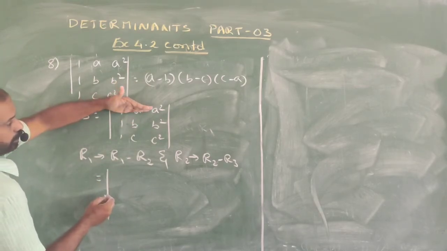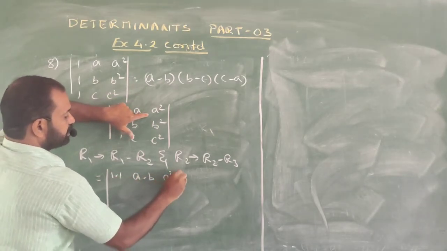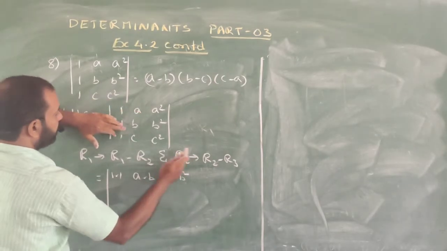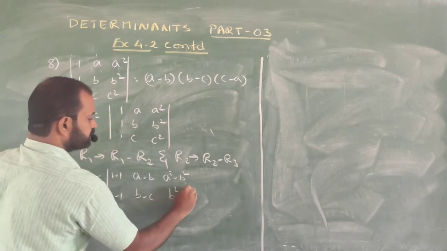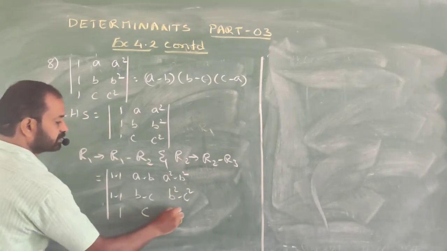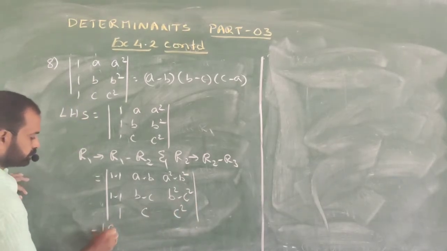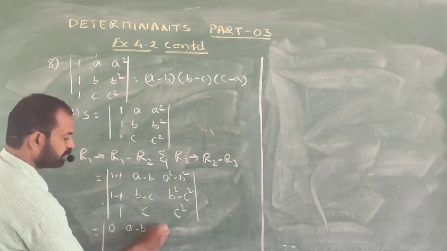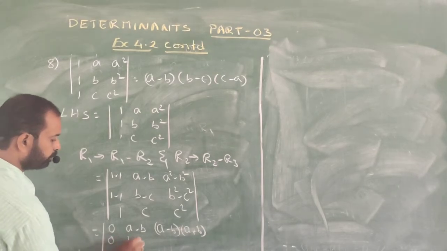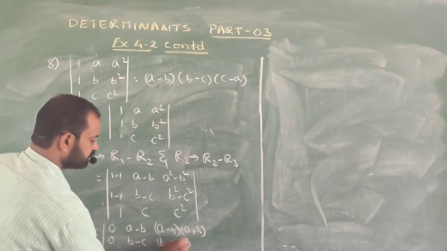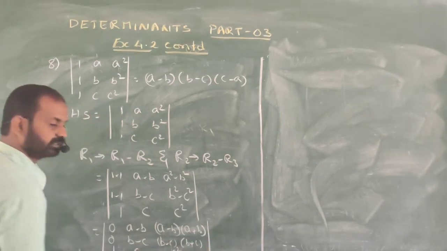R1 minus R2: 1 minus 1, a minus b, a squared minus b squared. R2 as R2 minus R3: 1 minus 1, b minus c, b squared minus c squared. 1, c, c squared. Which is equals to 0, a minus b, (a minus b) into (a plus b); 0, b minus c, (b minus c) into (b plus c); 1, c, c squared.